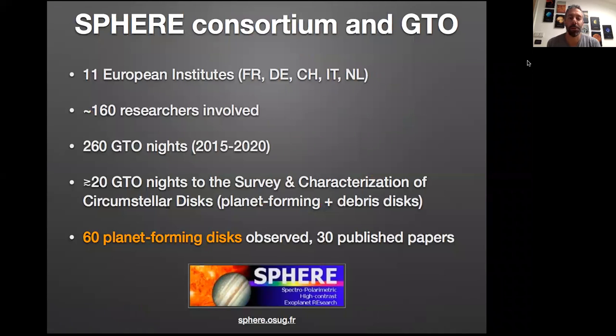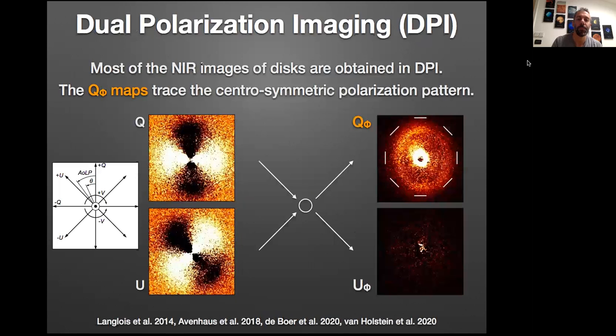First, some politics of the SPHERE Consortium. It is composed of several European institutes, and a lot of researchers are involved. We have had approximately 260 GTO nights in these 5 years, and some of them were dedicated to the survey and characterization of circumstellar disks. Within this survey, we have obtained more or less 60 planet-forming disks imaged. We have 30 publications already out, but many more will be out soon.